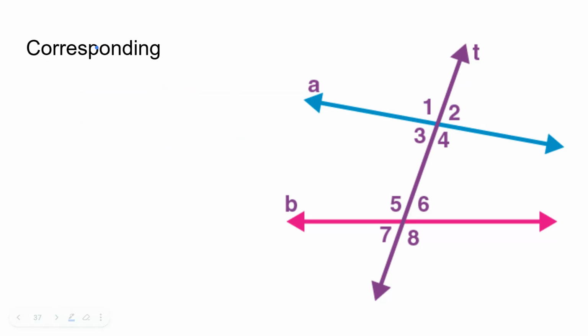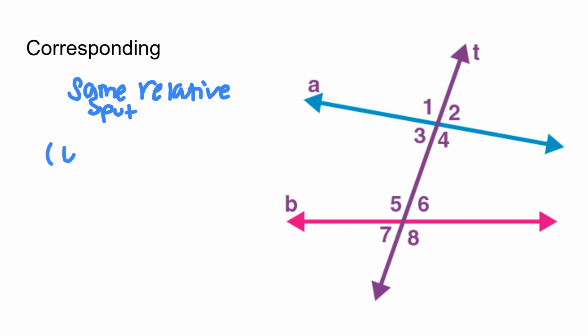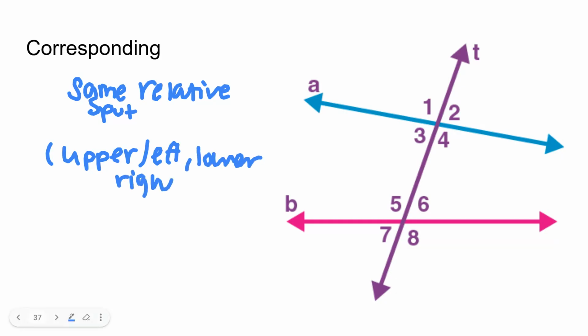The next type of angle we have is corresponding angles, and they are in the same relative spot, meaning they are in the upper left, or the lower right. So upper left, they're in the same coordinate position.